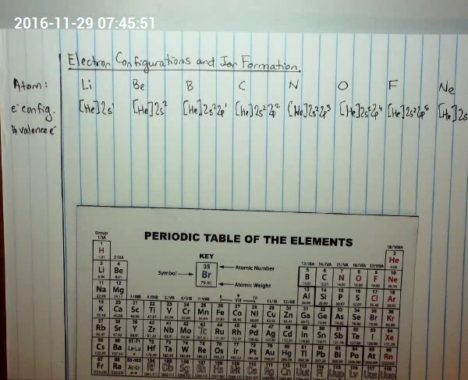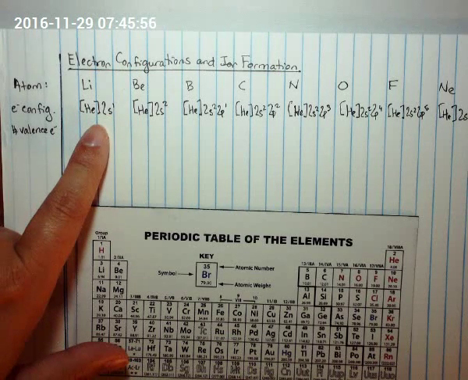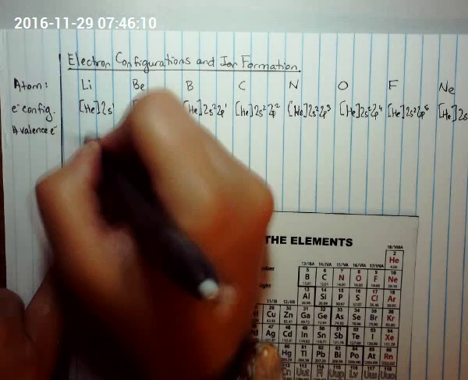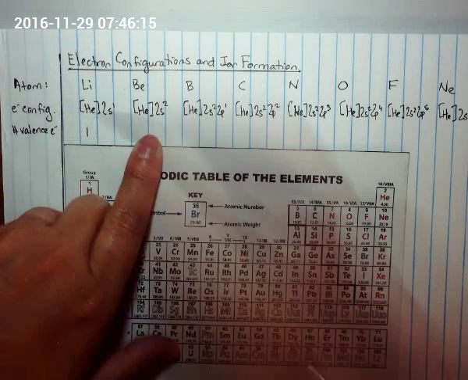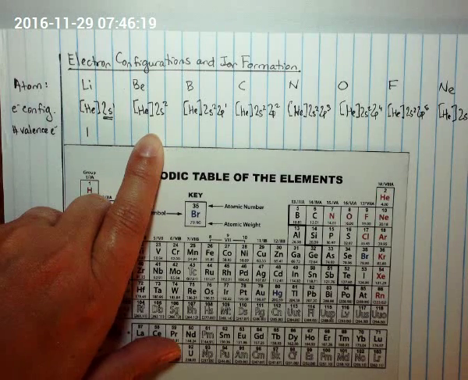Okay, so let's take a look at lithium. If you want to think about the building analogy, think about the highest level floor that has tenants in it. So here in lithium, what's the highest level floor that has tenants in it? The second floor. How many tenants are on the second floor? So this has one valence electron. What about beryllium? What's the highest floor of the building that has tenants in it? The second floor. How many tenants are on that floor?